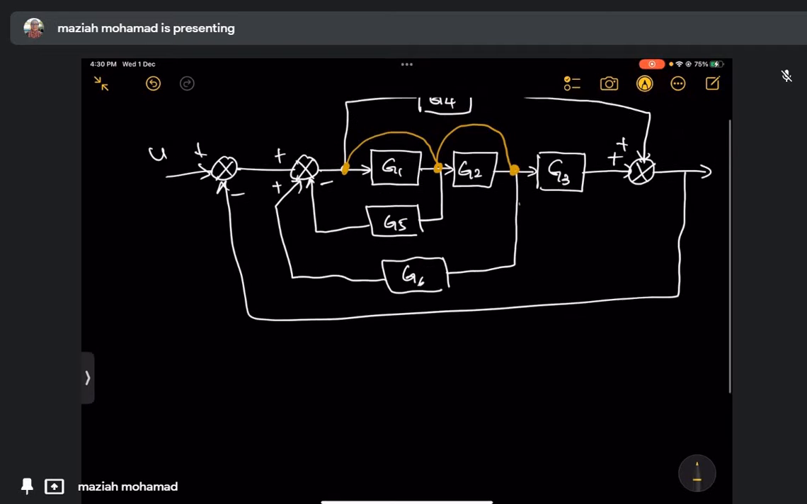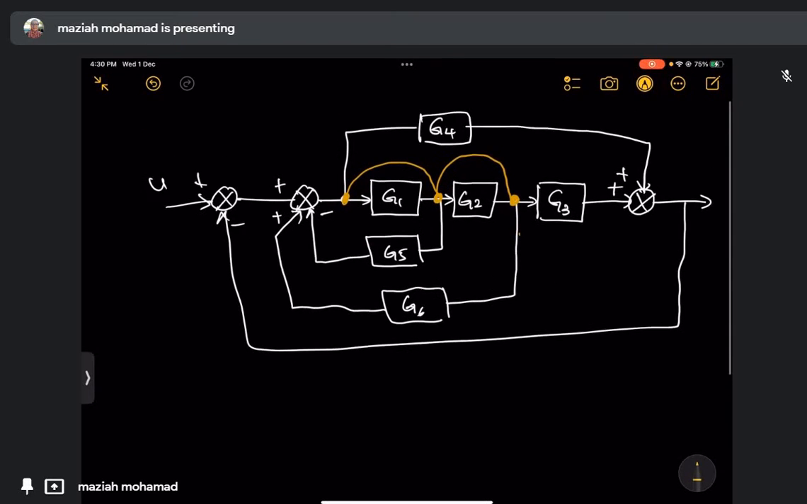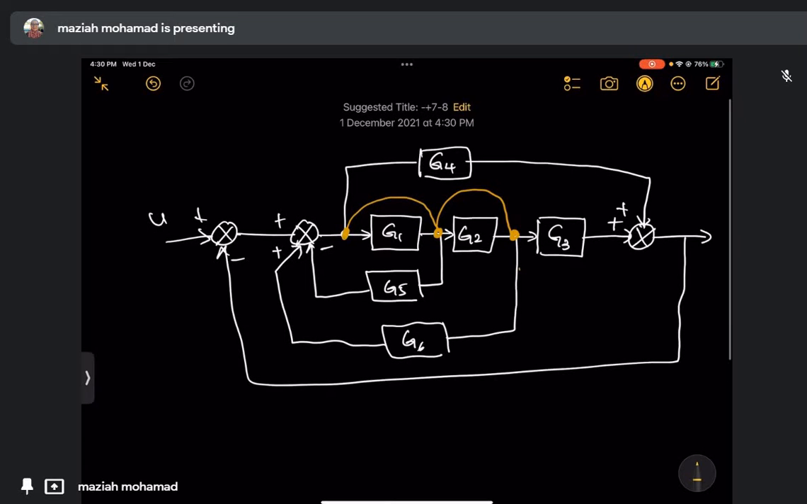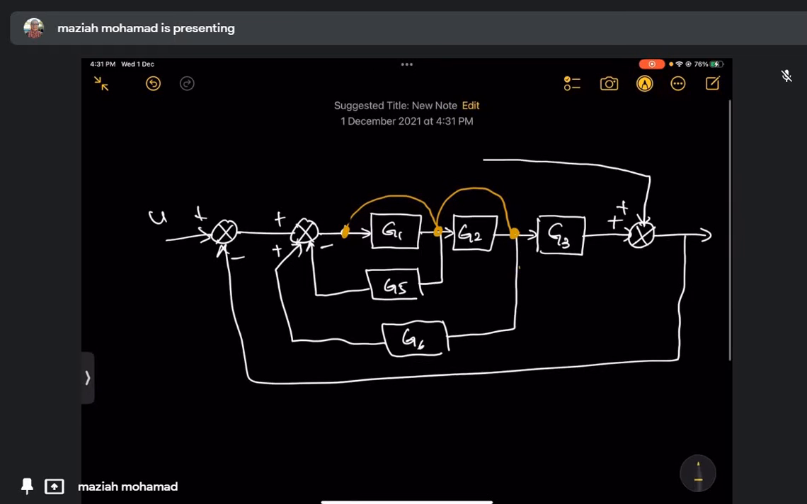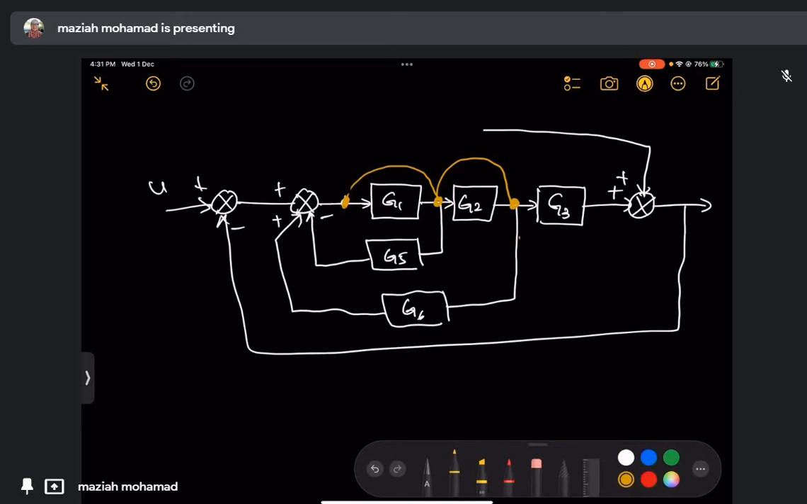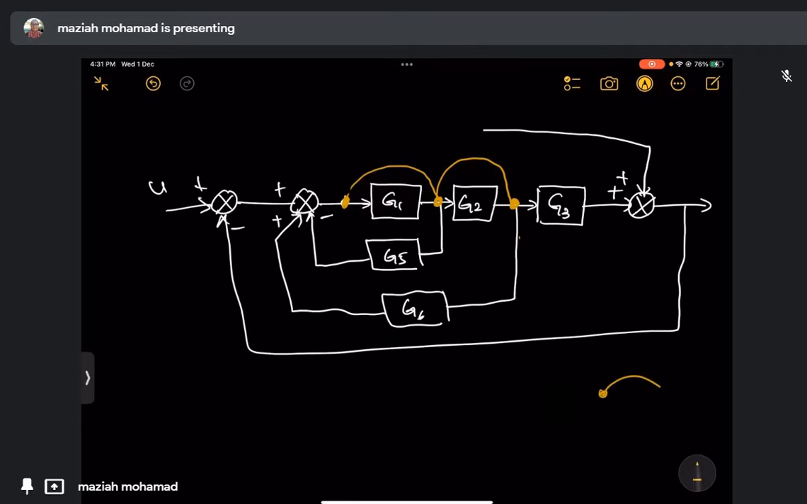If you move it there, I'm not going to draw it, I'm just going to edit it here. So we're going to move it there. So this G4 here, the pick-off point, moving the pick-off point toward positive. So do you have to multiply with G or 1 over G? 1 over G. Okay, 1 over G.